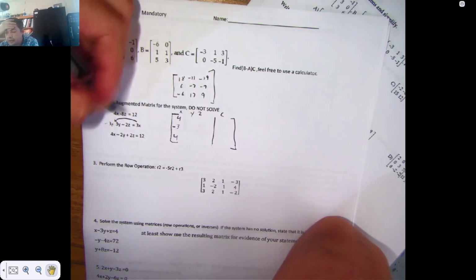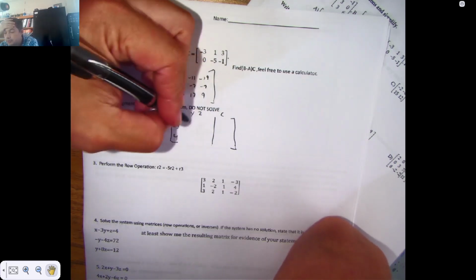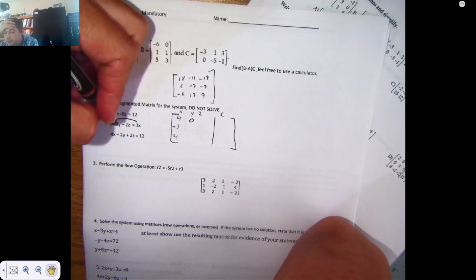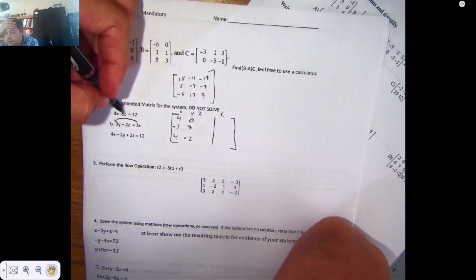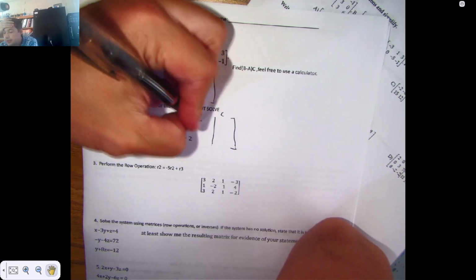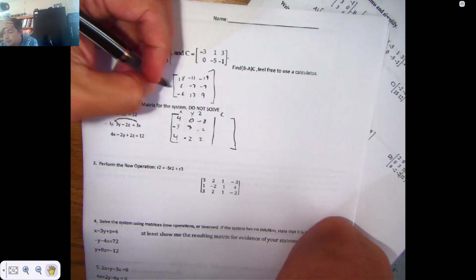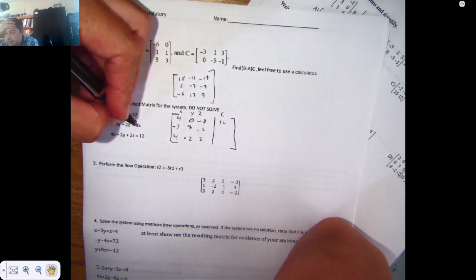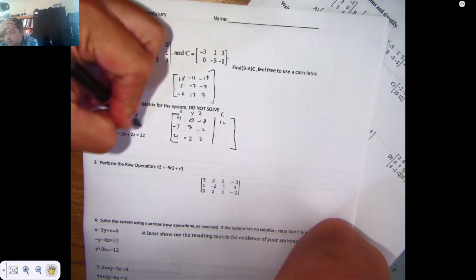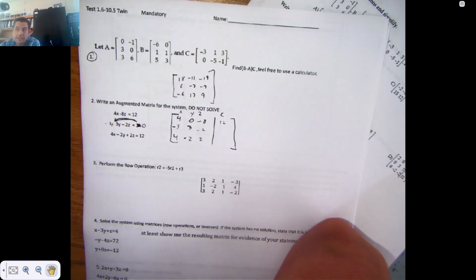Next column's y. There are no y's in the first equation. There's 3 of them in the second one. There's negative 2 in the third one. Z's, those are nice in order. Negative 8, negative 2, positive 2. There's a 12, and you know, when I jumped this thing over, there was nothing on the right-hand side.